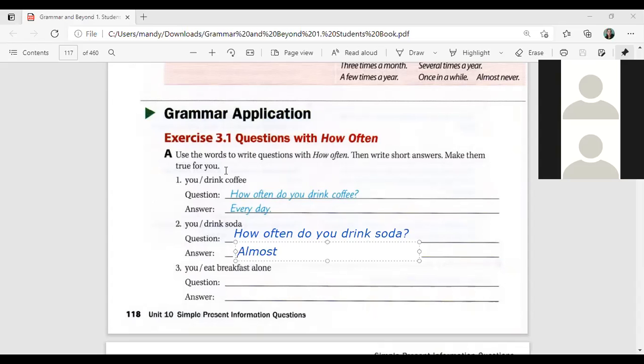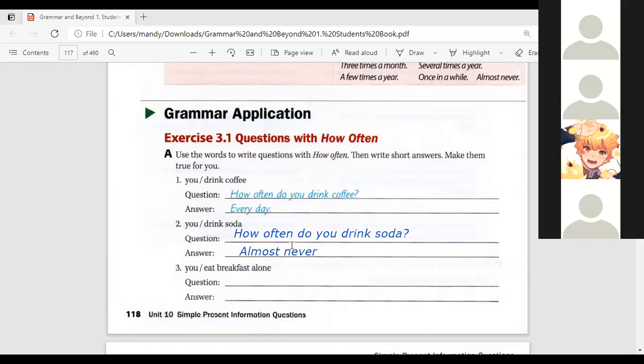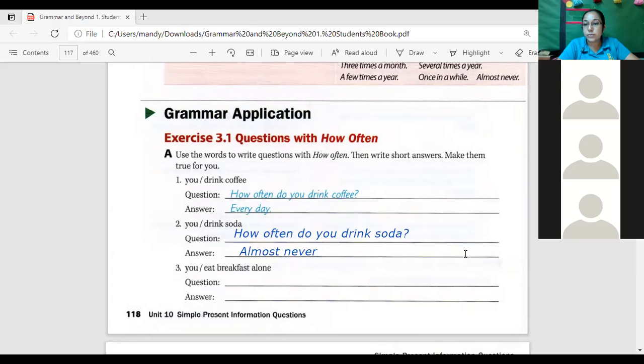Alejandro, how often do you drink soda? Only on the meal or dinner. Really? Every day, that's good. Lucas Carvajal, how often do you drink soda? Twice a week. That's good. Gabriel, how often do you drink soda? Once a week. Excellent.